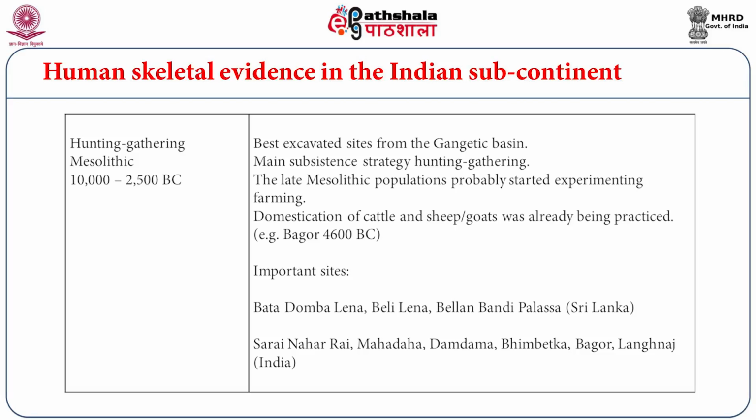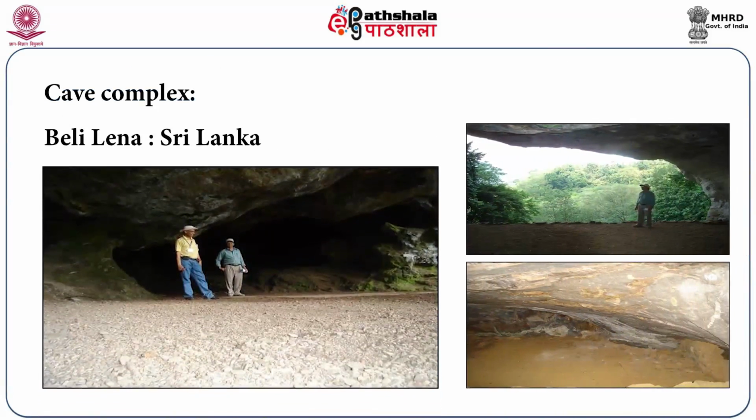The important sites where human skeletal materials were found are Batadomba Lena, Beli Lena, and Bellan Bandi Palassa in Sri Lanka. In India, Sarai Nahar Rai, Mahadaha, Damdama, Bimbetka, Bahor, and Langhnaj are the important sites that have produced evidence for human skeletal remains from the Mesolithic context. What you see here in this picture is the view of the Beli Lena complex in Sri Lanka. Such caves were inhabited by the Mesolithic population, and we find interesting evidence comprising tools as well as skeletal materials in such caves.